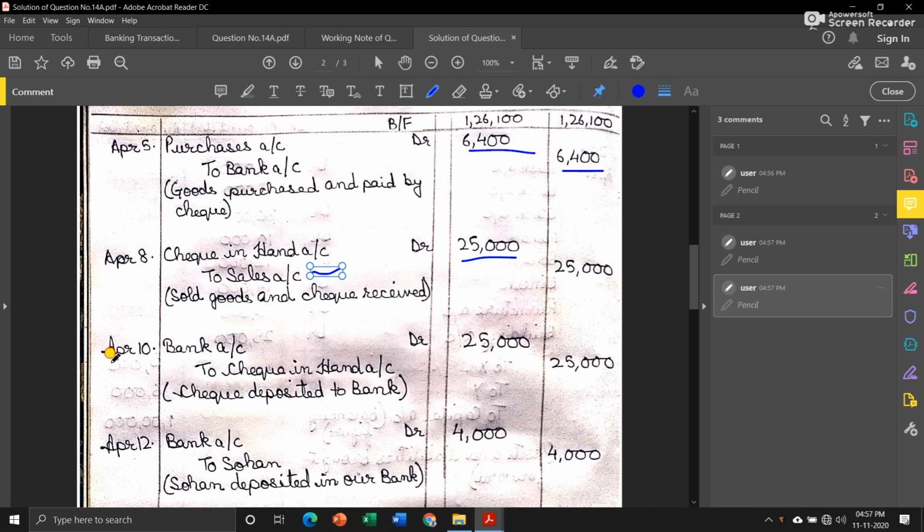Then on April 10, since they said that we deposited that above check into the bank, when we deposit that check into bank, we will receive the amount in our bank account. So bank account will be debited and check in hand will be credited by the same amount, 25,000.